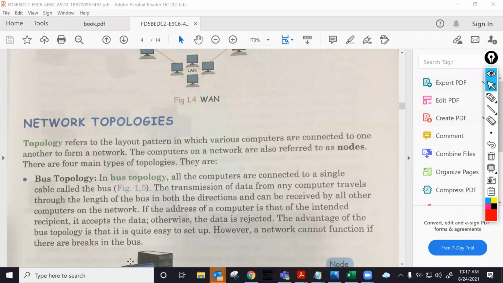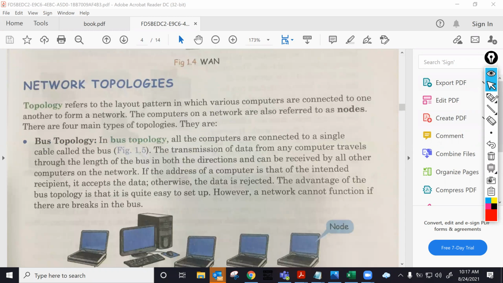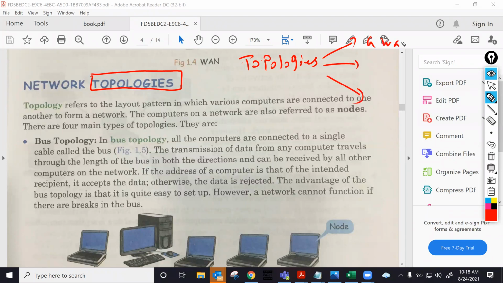Today we are going to start something new: topologies. What is the idea about topology? It is the way of designing things.